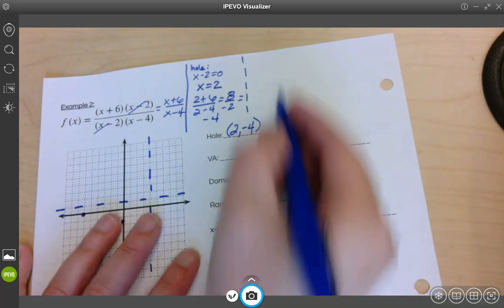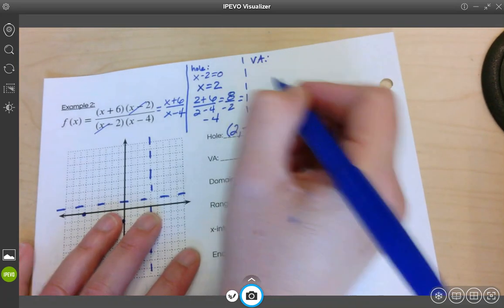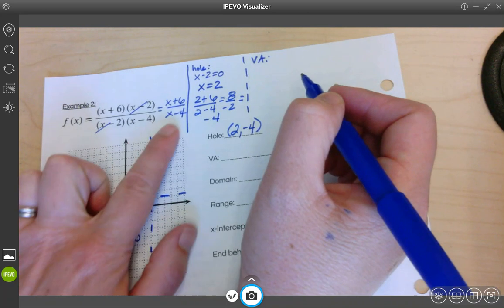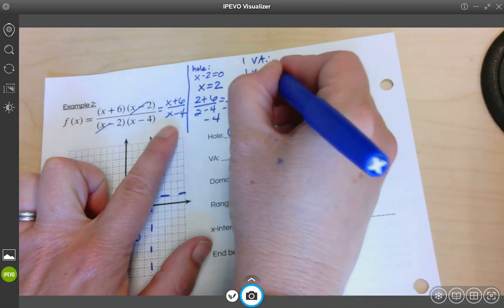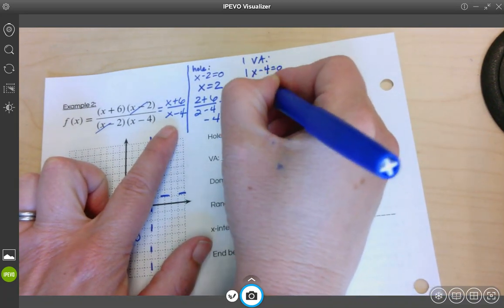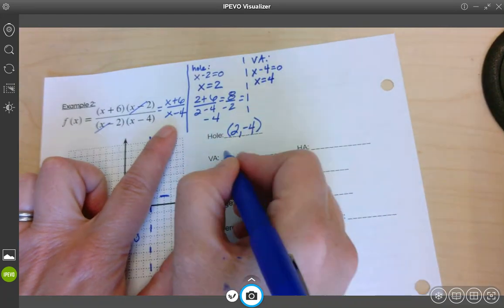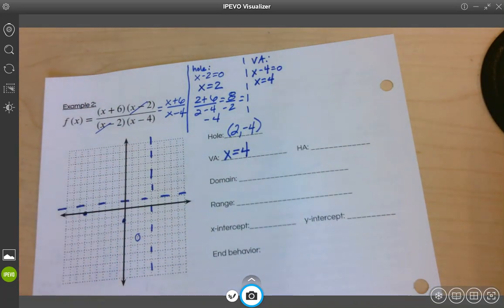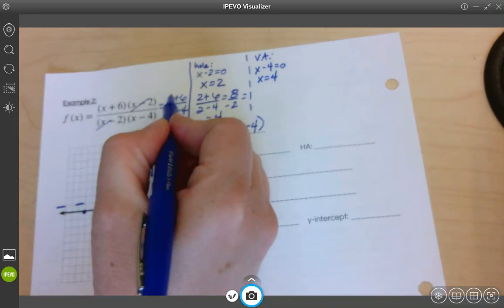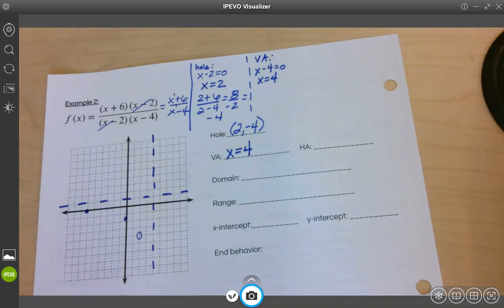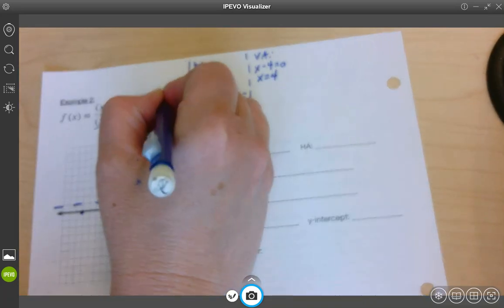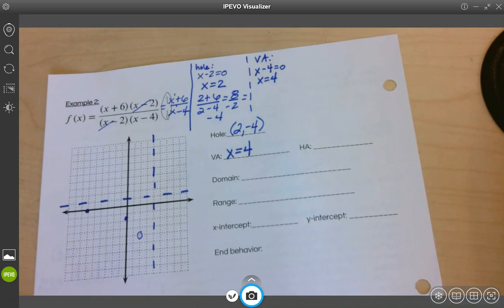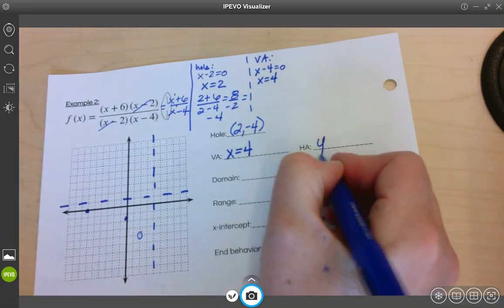All right, your vertical asymptote. Take what remains in your denominator, the x minus 4, set that equal to 0, and we get x equals 4. For your horizontal asymptote, the degree on the top is the same as the degree on the bottom. So you're going to take your lead coefficients, 1 over 1, and you should have y equals 1.